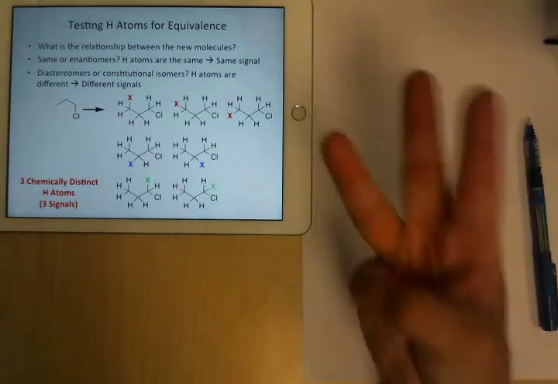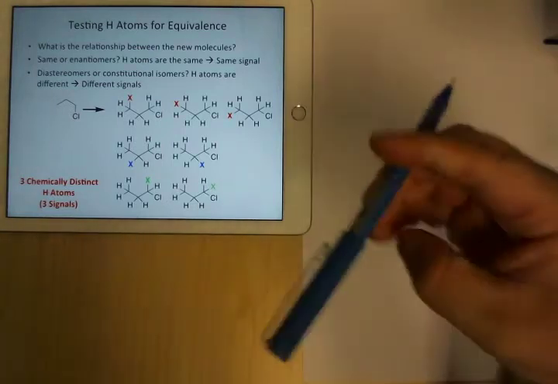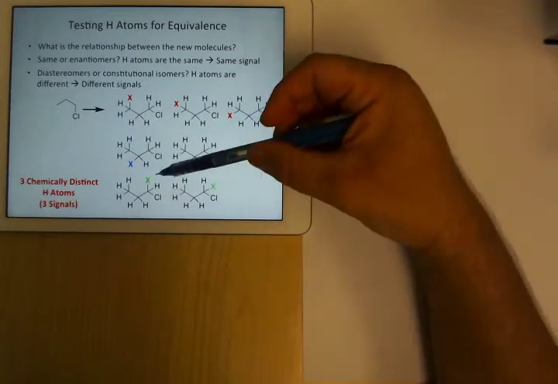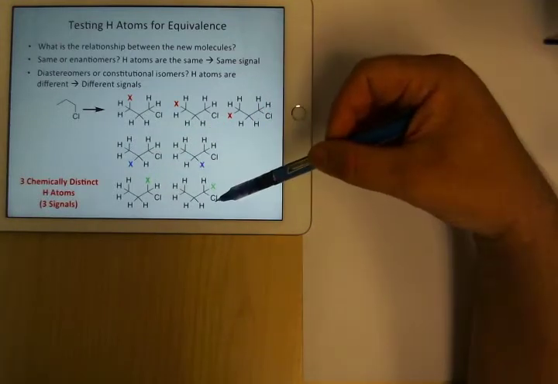So you're going to have 3 signals in this molecule: one that corresponds to the red X, one that corresponds to the blue X's, and one that corresponds to the green X's.